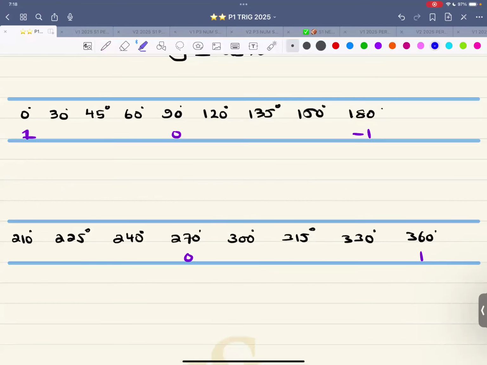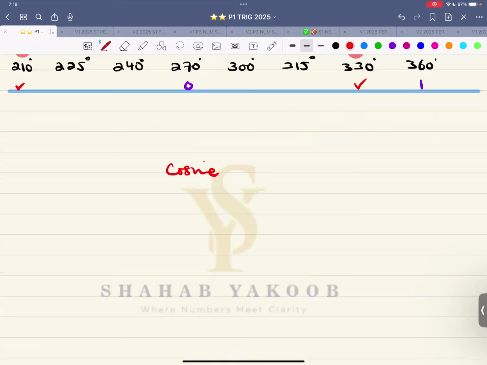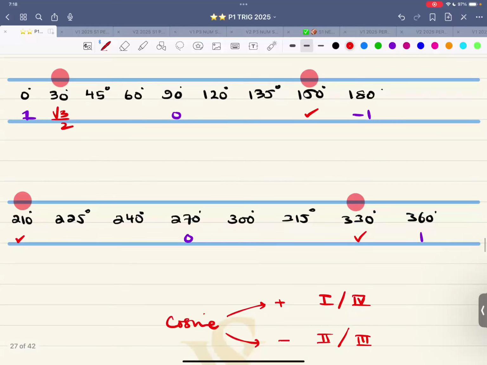And then just focus on the common ones. So 30 is associated with 150, with 210, and with 330. Cos of 30 is root 3 over 2. So each of these will be the same value, except cosine is positive in the first and fourth quadrants, and cosine is negative in the second and third quadrants. So you have to take care of the positive and negative sign.